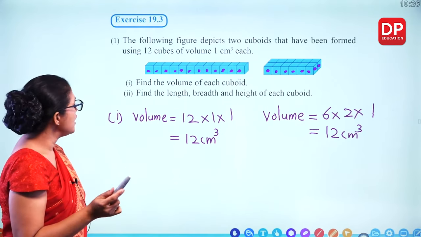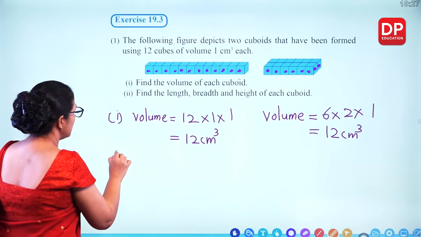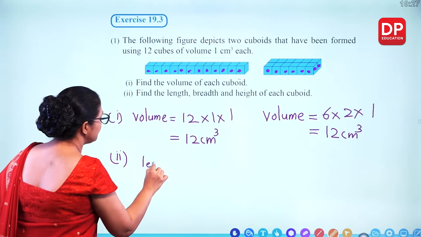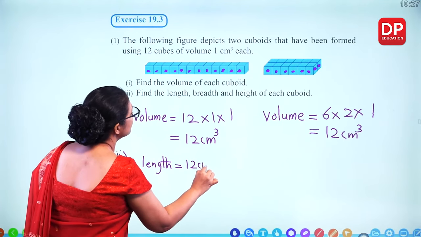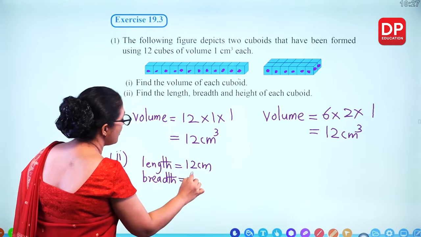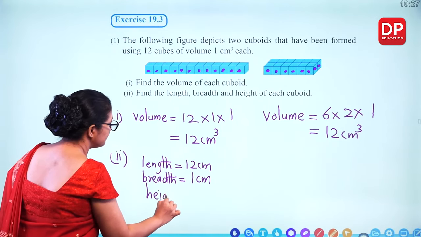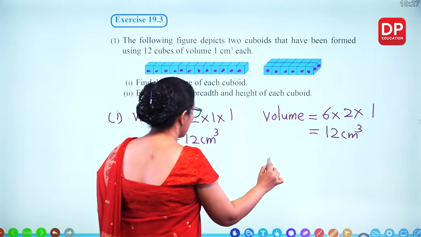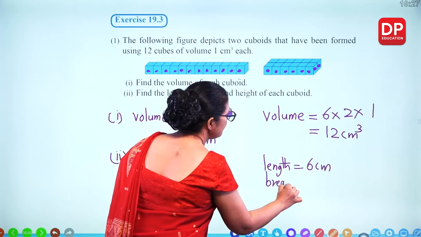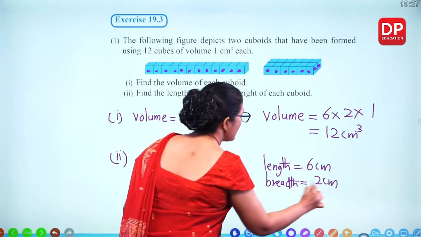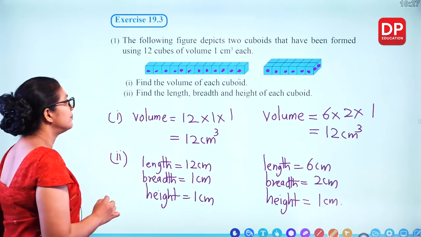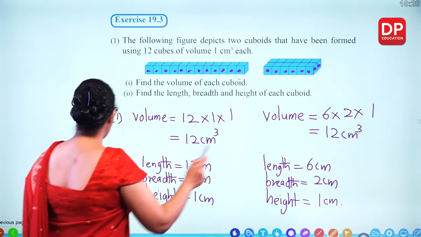Find the length, breadth and height of each cuboid. So what's the length? In this one, length is 12. Breadth is 1 and height is 1. In this figure, length is 6, breadth is 2 and height is 1. So in this you get the same volume.